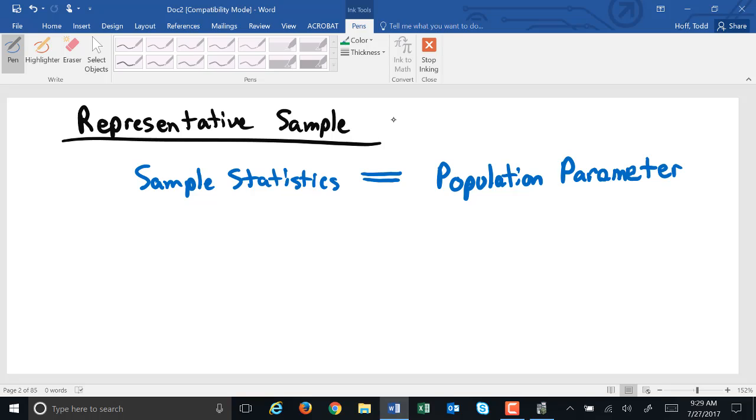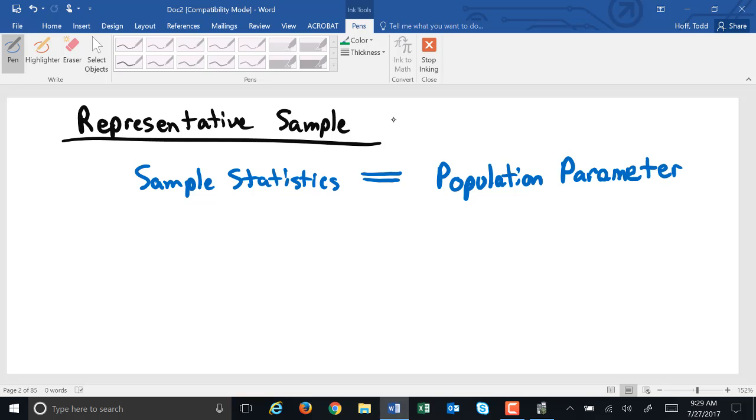So with a representative sample, that sample statistic will be equal to or really, really close to being equal to the population parameter. Now, we'll never really know for sure because if we knew the population parameter, we'd have no reason to take a sample.